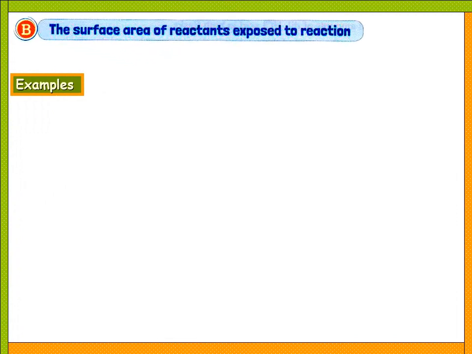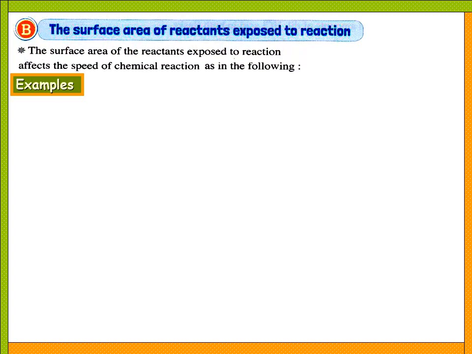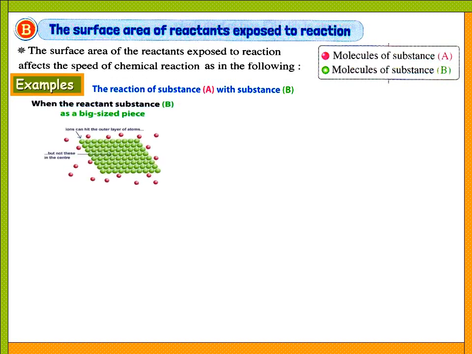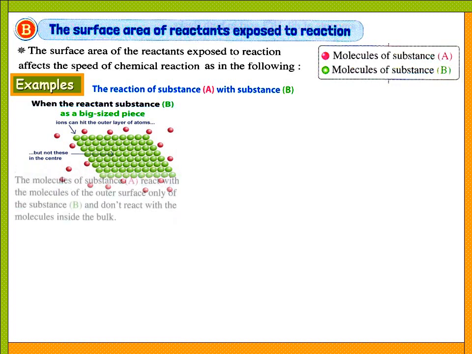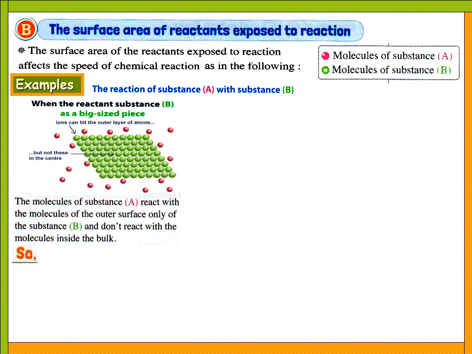We have the surface area of reactant exposed to reaction. This is the other factor, after the kind of reactant. We have two substances here, A and B. A with a small size and B with a big size. We have molecules of A that surround a substance with molecules B.